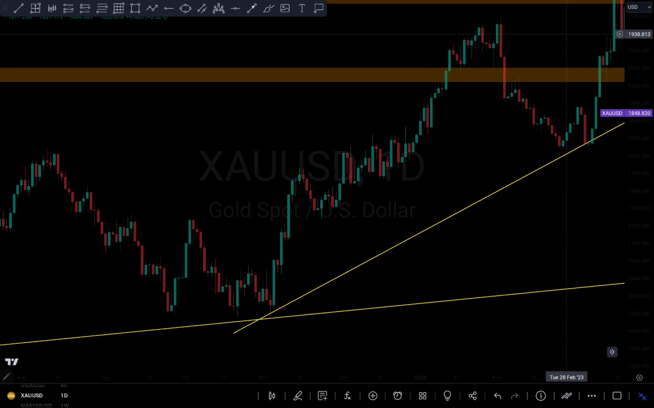Then what happened after the hammer? We saw this candle closes above it. There's a possibility because of that we're going to continue to push to the upside, just because the candlestick engulfed that hammer right here.